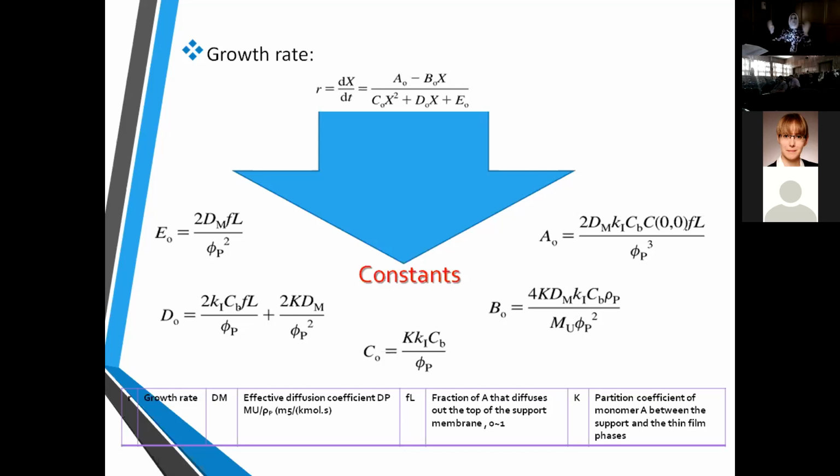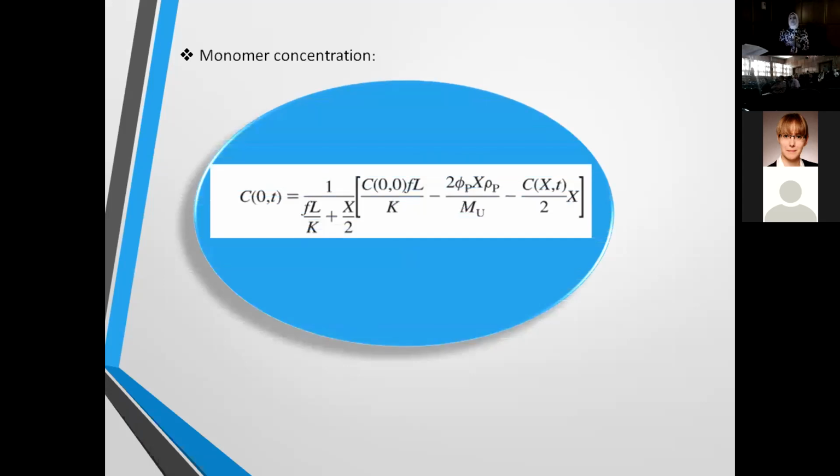So we substitute these constants in the main equation to get a relationship between R and time, the polymerization time and the growth rate. The last equation is to calculate the monomer concentration. All of these terms we also discussed before.